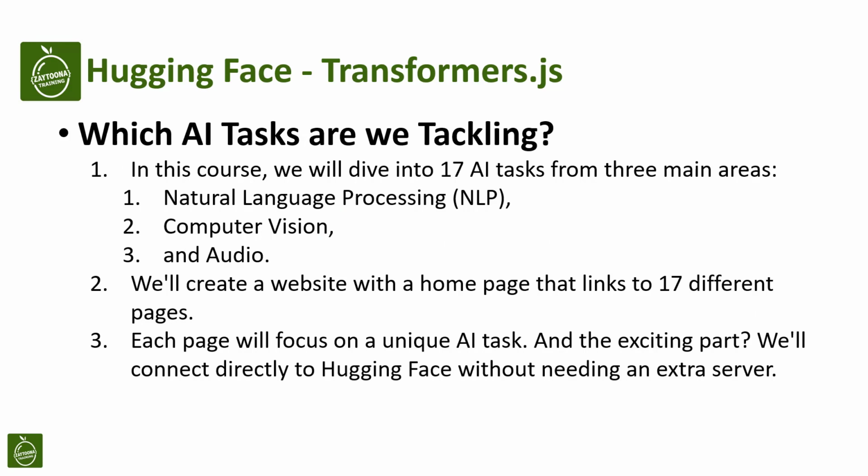Which AI tasks are we tackling? In this course, we will dive into 17 AI tasks from 3 main areas: natural language processing (NLP), computer vision, and audio. We will create a website with a home page that links to 17 different pages. Each page will focus on a unique AI task. And what is the exciting part? We will connect directly to Hugging Face without needing an extra server. Now, let's look at the AI areas and tasks we will be exploring.